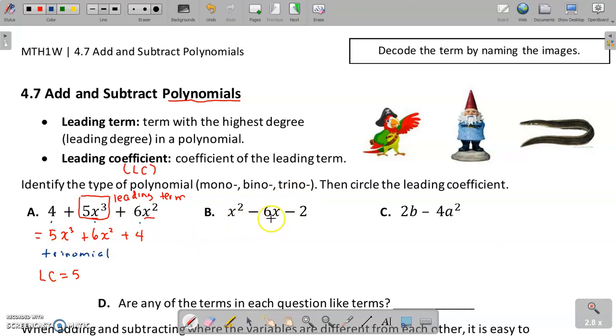So question B is already in order with the leading term already first, but what's the leading coefficient? If there's no number in front, we know that the number in front is 1. So we would say the leading coefficient is 1. And this is a trinomial as well, because there are 3 terms.